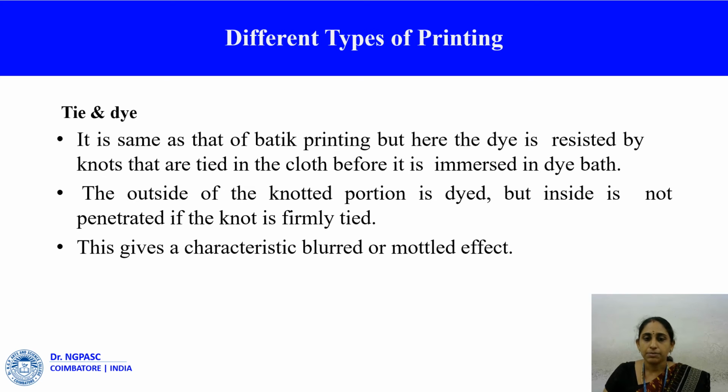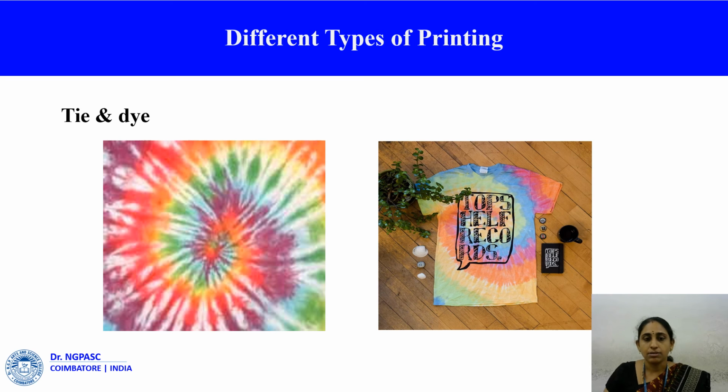Some types of tie and dye techniques are ombre, folding tie and dye, sunburst, salt resist, gradation, painting resist, or sponge technique. These are the two images which show the tie and dye technique of printing. Here they have used some colors like pink, green, yellow, orange and red with purple.